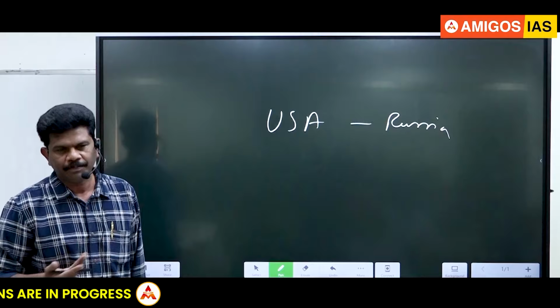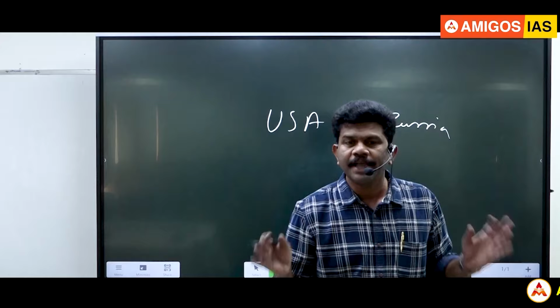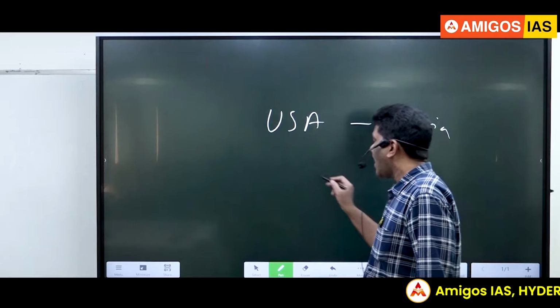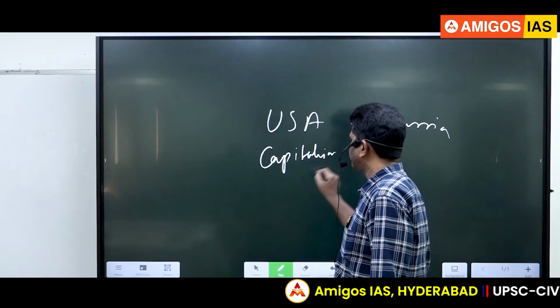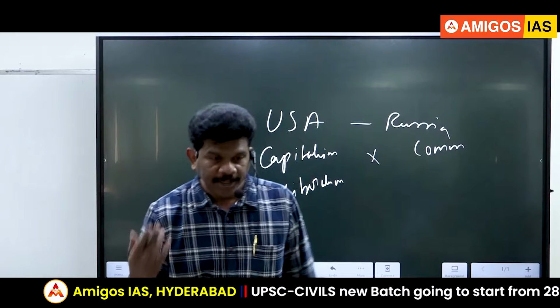So USA and Russia are going to move in different directions. It was evident. Why was it evident? It was evident because the ideology was different. The ideology of capitalism or liberalism was the US ideology. The Russian ideology is communism. How many communist countries are there or were there?